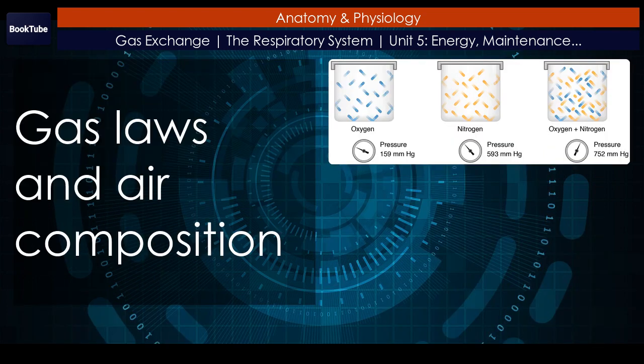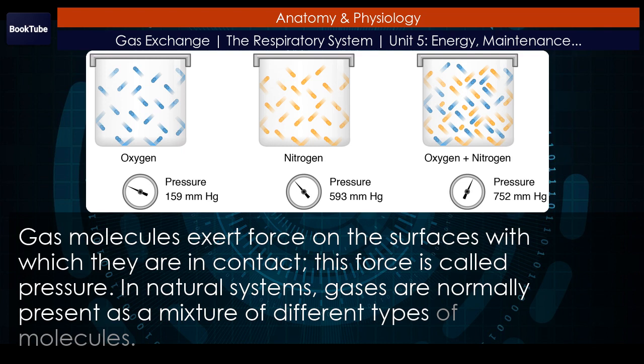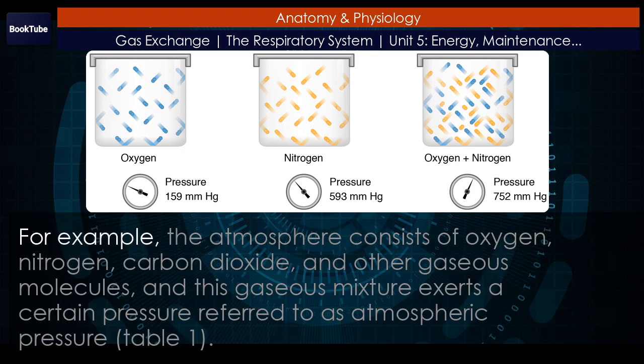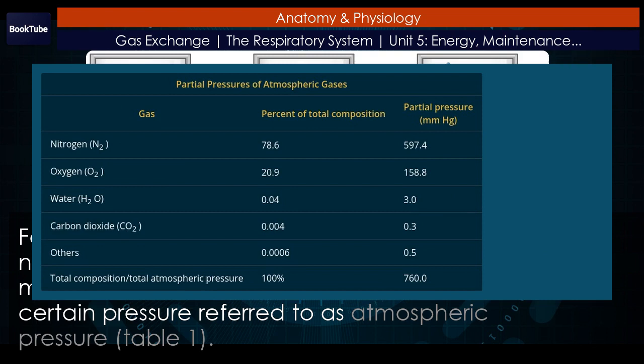Gas laws and air composition. Gas molecules exert force on the surfaces with which they are in contact. This force is called pressure. In natural systems, gases are normally present as a mixture of different types of molecules. For example, the atmosphere consists of oxygen, nitrogen, carbon dioxide, and other gaseous molecules, and this gaseous mixture exerts a certain pressure referred to as atmospheric pressure.